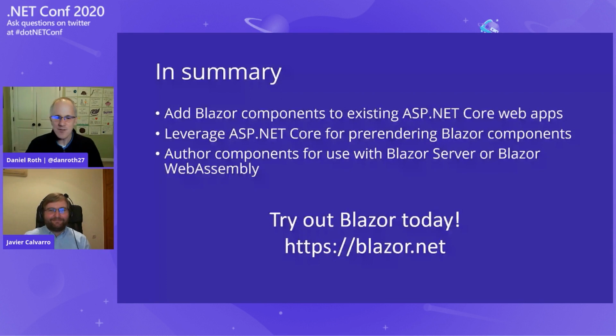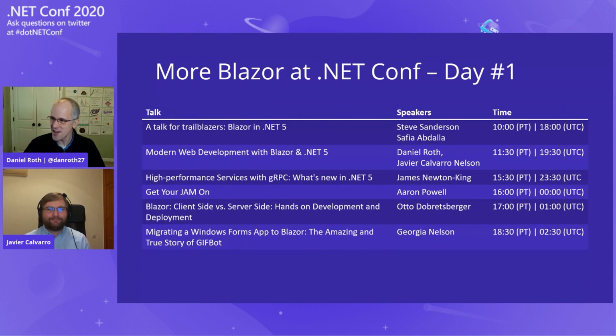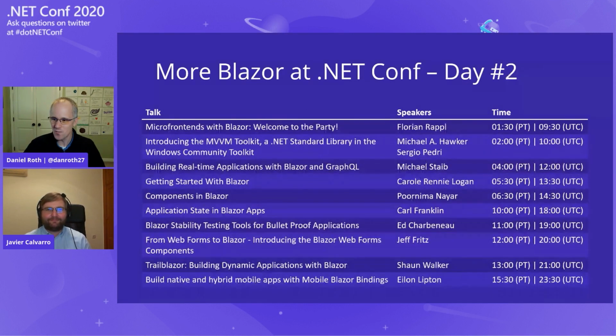So just in summary, what we just saw is how you can take an existing MVC app and add client-side logic to it using Blazor Server or Blazor WebAssembly. We saw how you can improve the perceived load time using pre-rendering and how you can flow state from the server to the client. We also saw how we can make authenticated API calls from the client to APIs on our server. We hope you've enjoyed this session and that you'll try out Blazor and .NET 5 today. There are many more Blazor sessions at .NET Conf, many more today, and then a whole bunch tomorrow and on the third day as well.